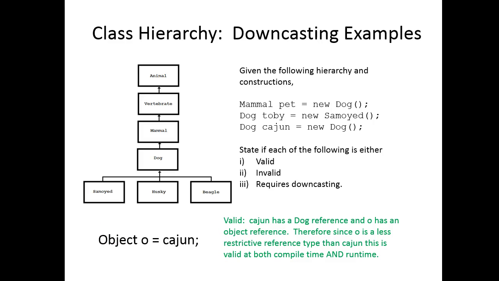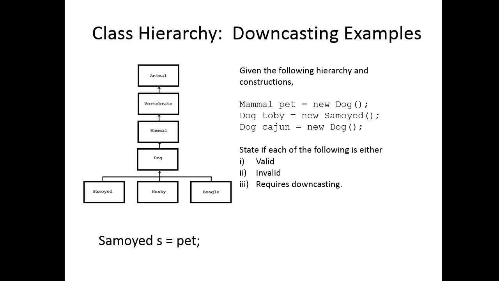Cajun has a Dog reference, and O has an Object reference. Therefore, since O is a less restrictive reference type than cajun, this is valid at both compile time and runtime. What about this one?